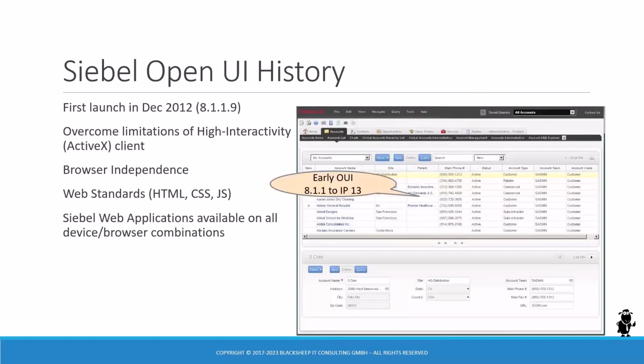So Oracle and many other vendors, not only Oracle, had to do something about the dependency on ActiveX and Internet Explorer, and Oracle created what is now known as OpenUI. So maybe you have never seen that early version that occurred first in the first patch to 8.1.1, and then until IP13 it was available, and already had the full browser independence. It could run in any browser.